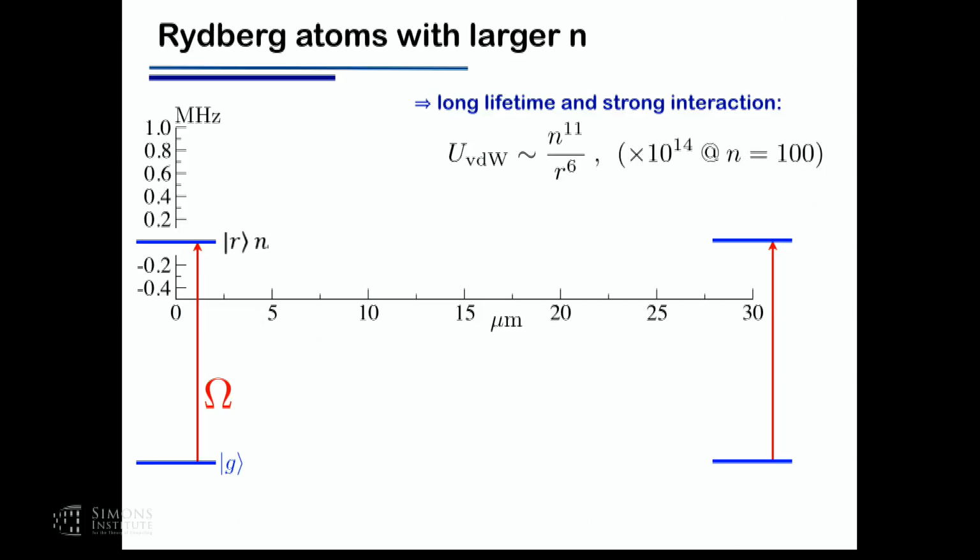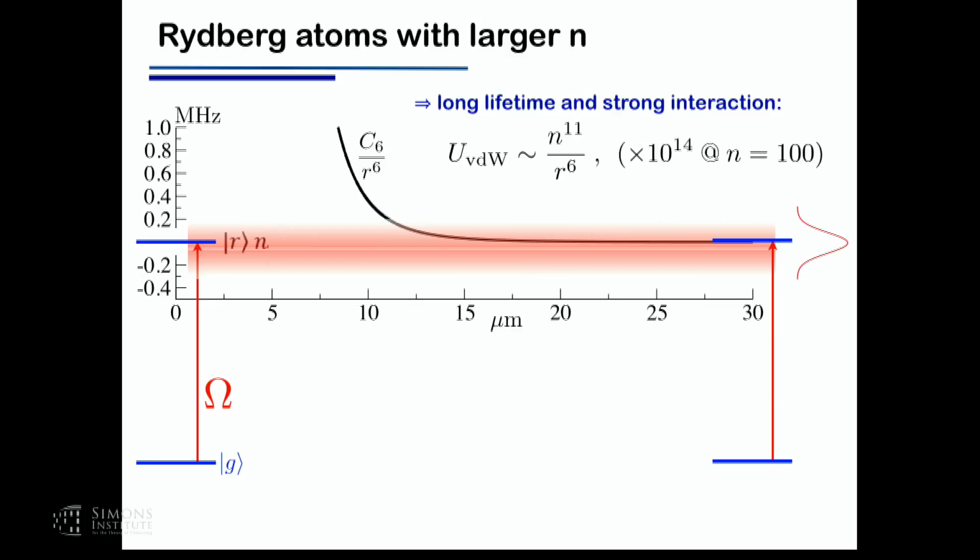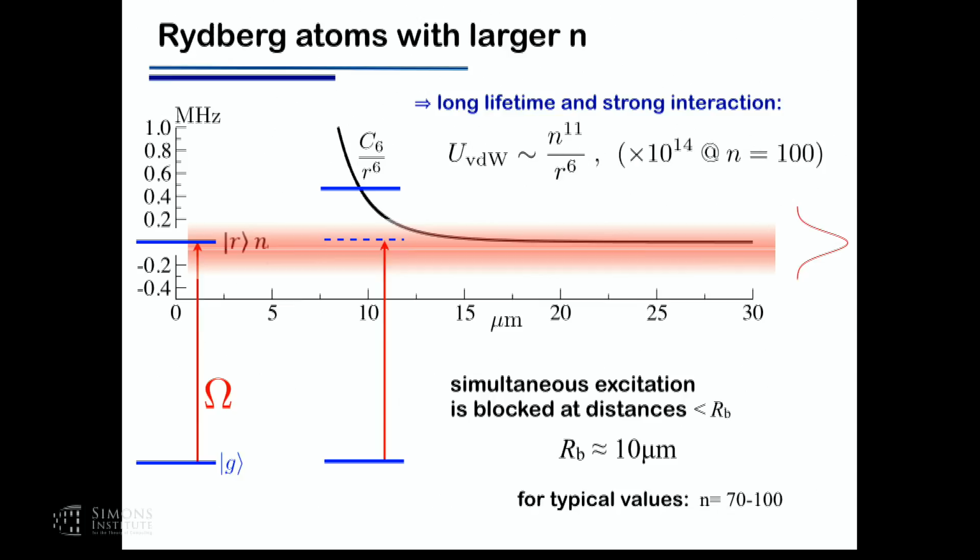However, if you bring the atoms close to each other, then starting from a certain distance, maybe something like 10 microns or so, this interaction will take over and will shift the doubly excited state very, very far away. And so in this case, if you try to excite the atoms resonantly, you simply will not be able to excite both of them. So simultaneous excitation of atoms is blocked at distances smaller than the so-called Rydberg blockade radius. And this Rydberg blockade radius is of the order of a few microns, depending on which principal quantum number you excite the atoms to.